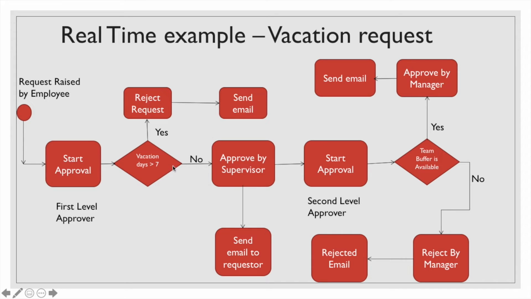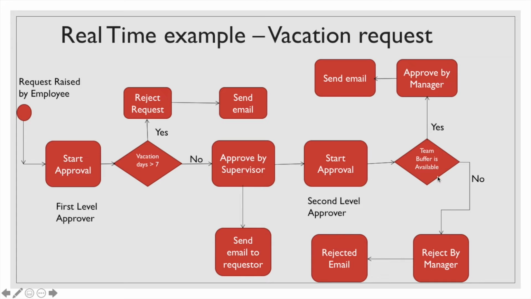So here we can say that a leave request or vacation request is automated by Power Automate. If vacation days are not greater than 7, then it will be approved by the supervisor, and again an email will be sent. Next, the second level approver will also be available here, and he will get the request once it is approved by the supervisor at the first level.